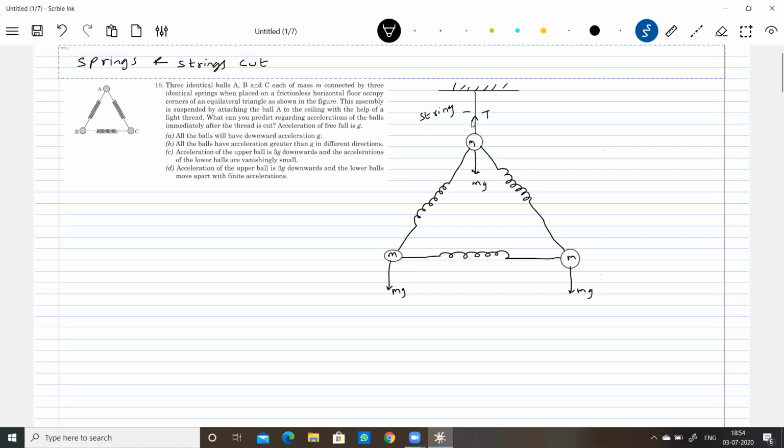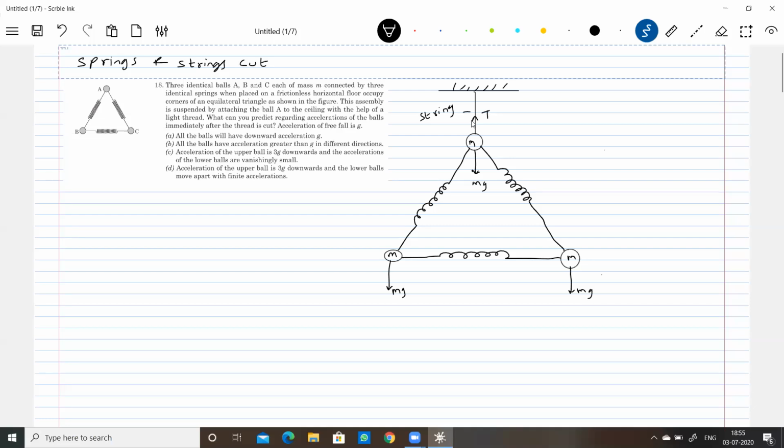Earlier it was vertical, no? So now we have springs in a plane. It's there in Pathfinder, a very good problem. What is the state of the springs? Elongated, compressed, natural length? Read the question once. This assembly is suspended by attaching the ball A to the ceiling with the help of a light thread. So now it is suspended. The moment you suspend, what will occur? That also we have to analyze.